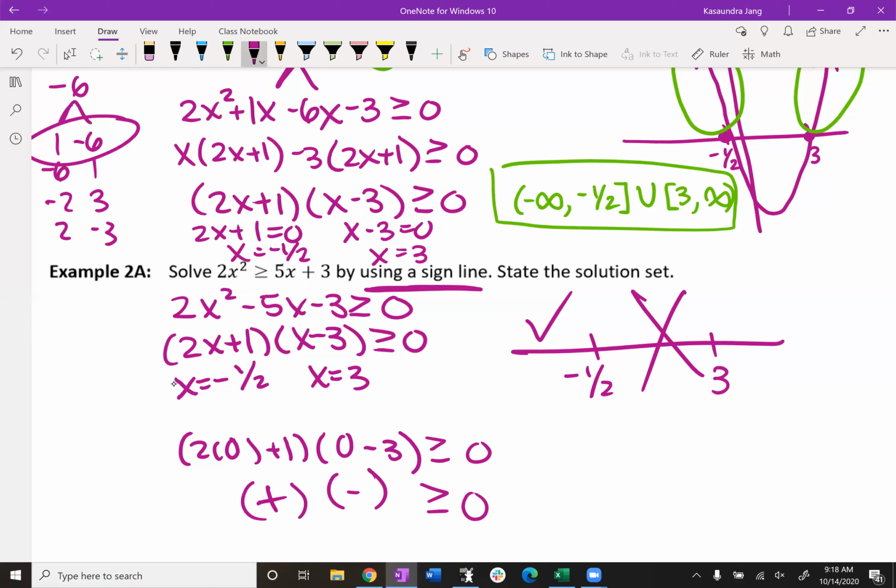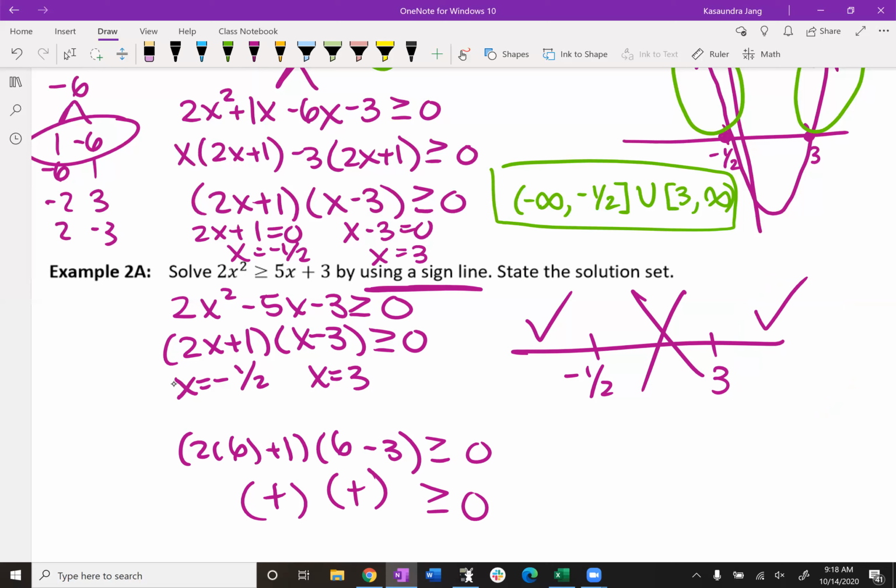All right, and for the last section here, we need to pick some number greater than 3. You can pick, I don't know, 500, whatever. Abdi, which number do you want to pick that's greater than 3? 6? Okay. So 2 times 6 plus 1, and then 6 minus 3. 2 times 6 is 12, plus 1 is positive. 6 minus 3 is still a positive. Positive times positive is a positive, which is greater than or equal to 0. So I'm going to go with, yep, that part works.